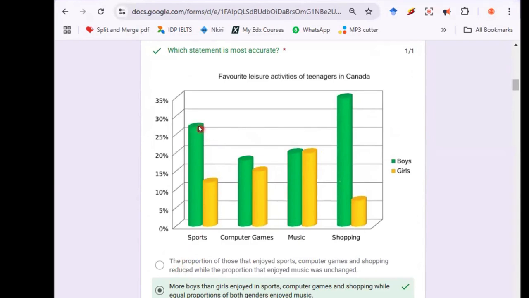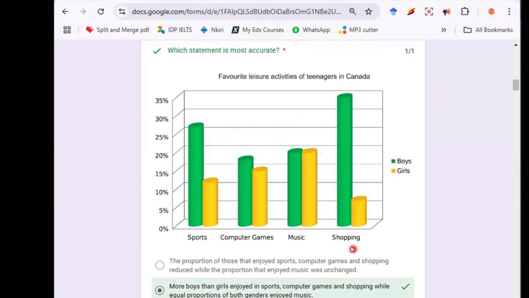Assuming we have this, assuming color green is 2020 and color yellow is 2024, we can say that the percentage that did sports reduced, the percentage that did computer games reduced, the percentage that did shopping reduced. But that's not what we have. We don't have years. You can see that they did not put years. There's nothing like 2020 here. There's nothing like 1990 here. So you cannot use the word reduced. This is what I call wrong language.